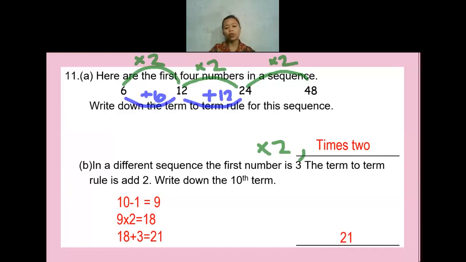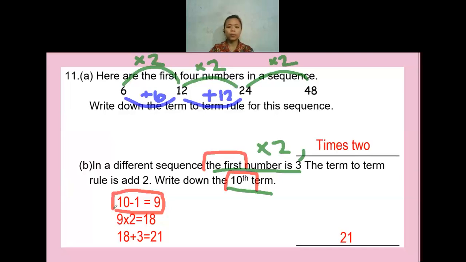In a different sequence, the first number is 3. The term-to-term rule is add 2. We need to find the 10th term. As I told you, we can find the difference between the given term and the unknown one. The given is the first, the unknown is the 10th. So first means number 1, 10th term means 10. So we can find the difference between 10 and 1, which is equal to 9.